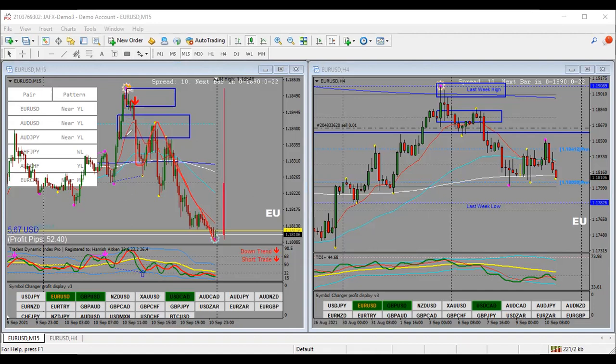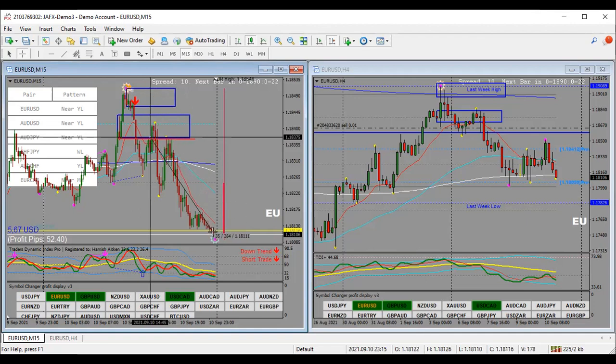My entry is going to be a sell stop pending order on the low of the breaker, and my stop loss is going to be on this high. Look at the stop loss. How many pips? 14 pips stop loss. And look at it, it has done 27 pips profit. That is almost a 1:2 ratio.